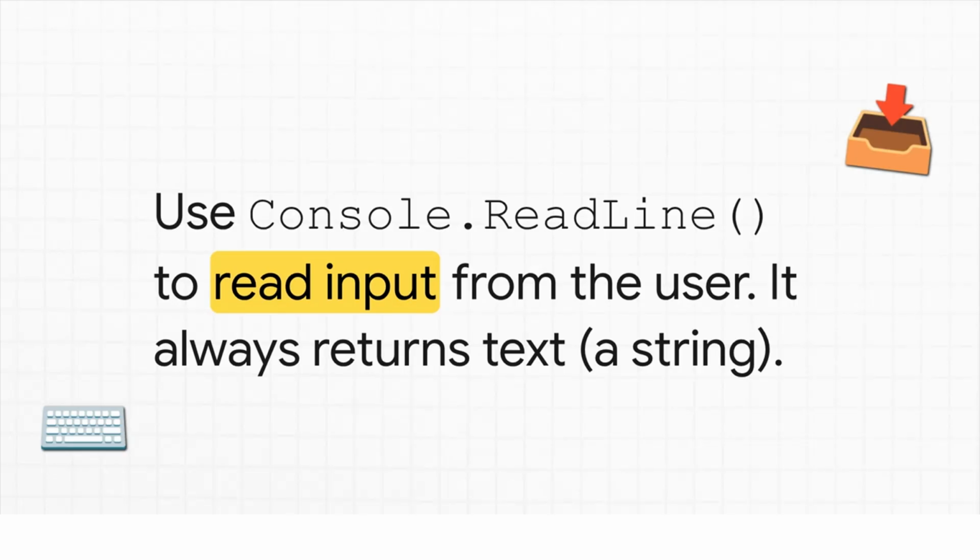Okay, this is where things get really cool. This is where our program stops just talking at the world and starts listening to it. We can use this command, Console.ReadLine. It basically pauses the program, waits for you to type something and hit enter, and then we can take whatever you typed and store it in one of those string variable boxes.